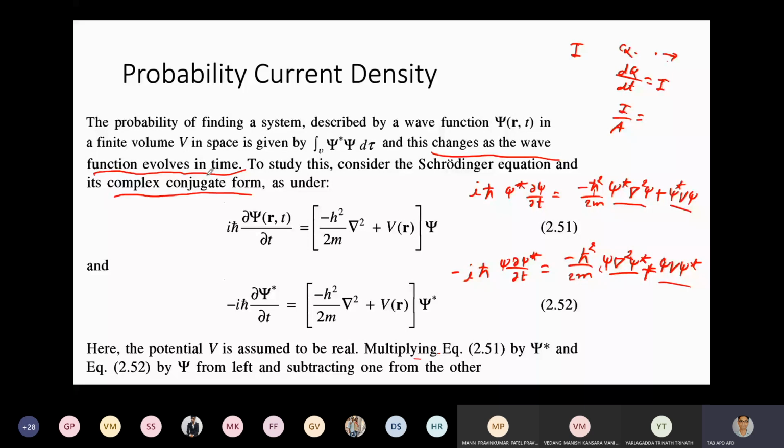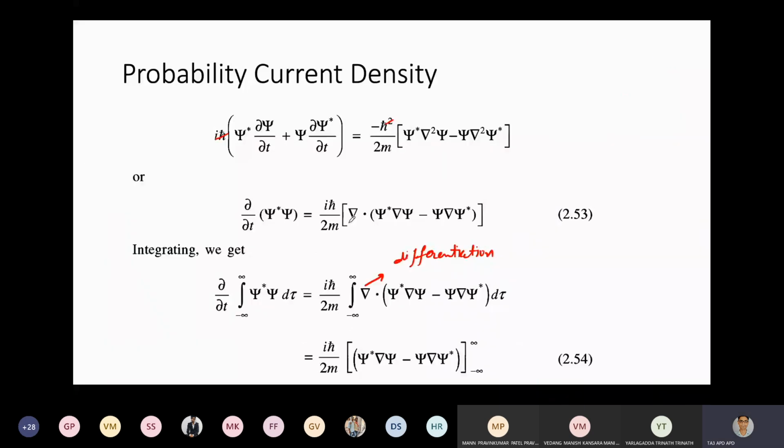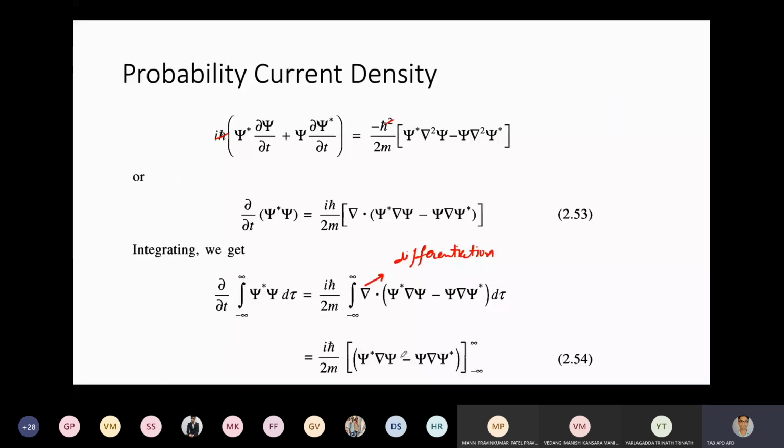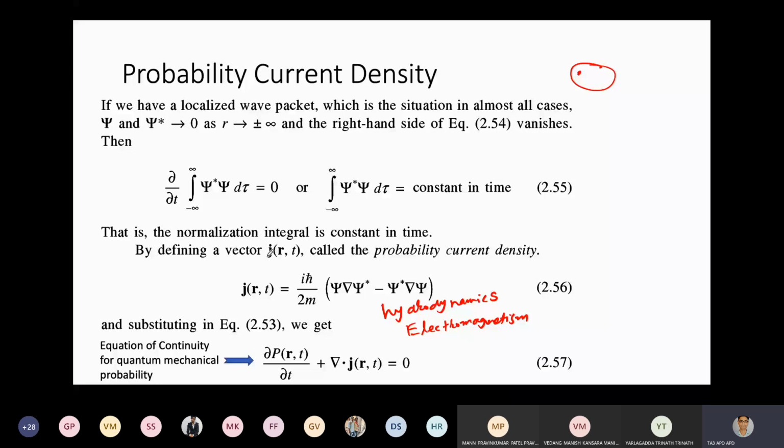So for that, we followed certain mathematical steps. And from these mathematical steps, we came to a conclusion that this normalization integral is actually constant in time. Now, this normalization integral is constant in time. And we define this new parameter as something called probability current density. And we came up to the equation of continuity, which is a conservation of the quantum mechanical probability. This is nothing but the conservation of the quantum mechanical probability.